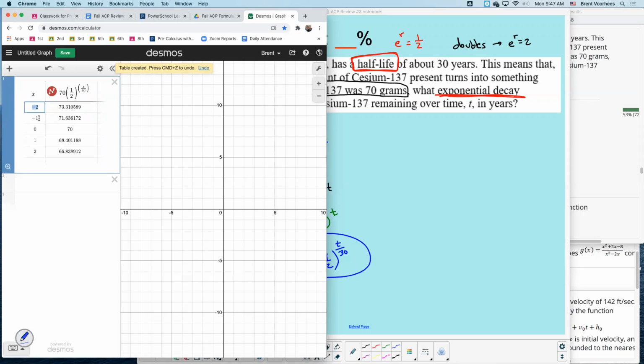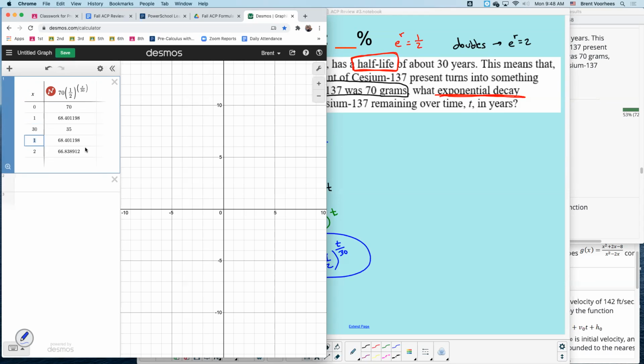And if I change this to table, what you'll notice is that I'm going to start at year 0. At year 0, you have 70. So let's just say the bomb we set off at the end of World War II had 70 grams, which is not true at all. But let's just say it was. What that means is that after, like, say, 1 year, a lot of it's still remaining. But if you know anything about radioactive materials, it slowly starts to disappear. After 30 years, half of it goes away. That's what the half-life means.